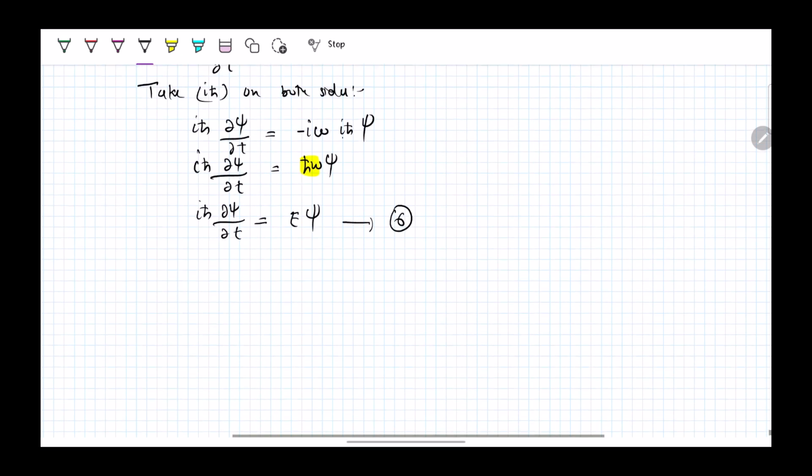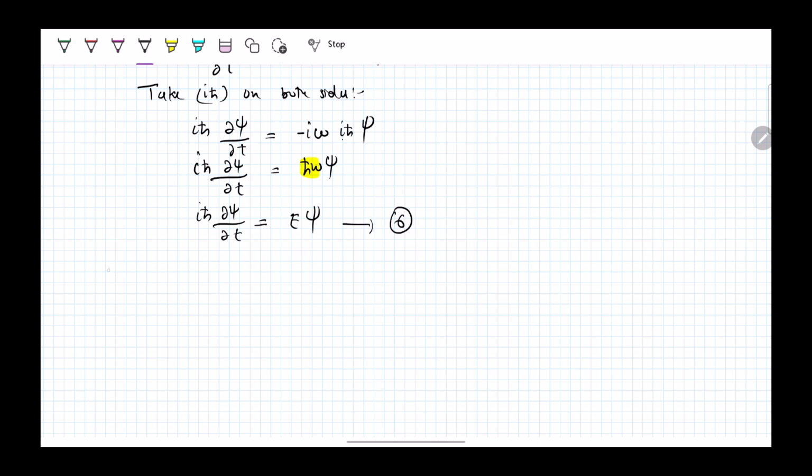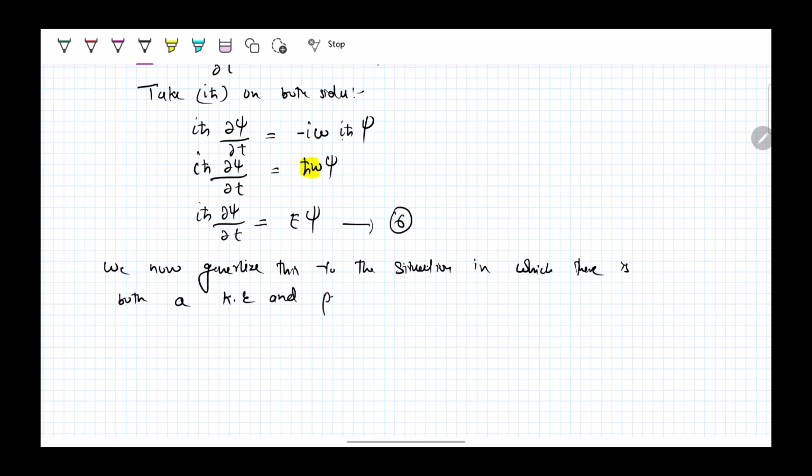All right, now what we need to do is to take a generalized situation. So we now generalize this to a situation in which there is both kinetic energy and potential energy present in the system.